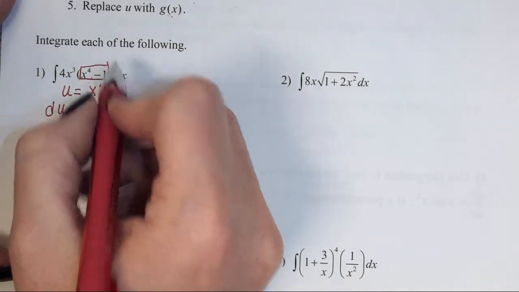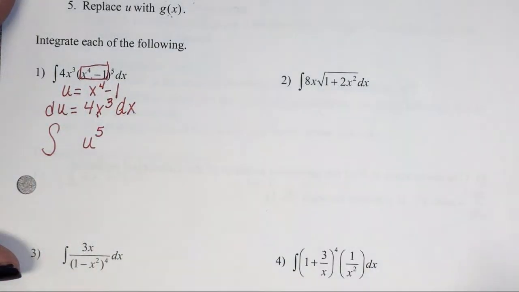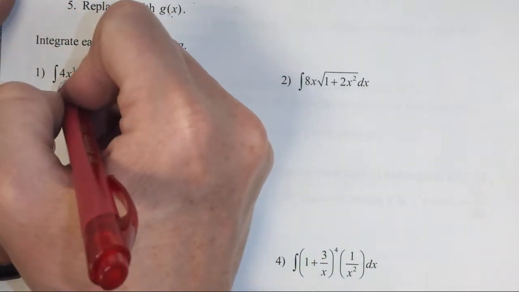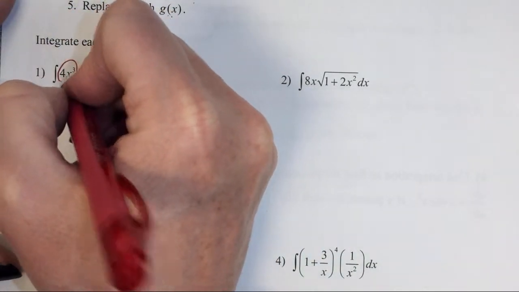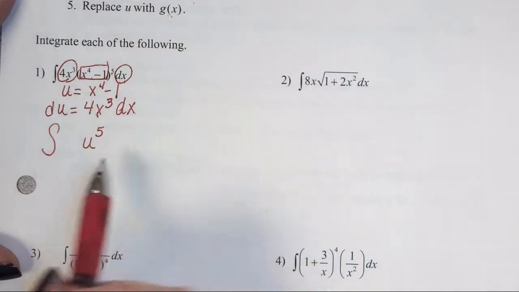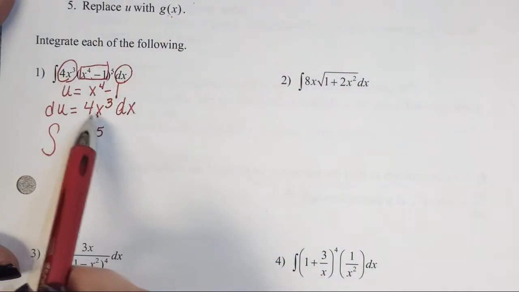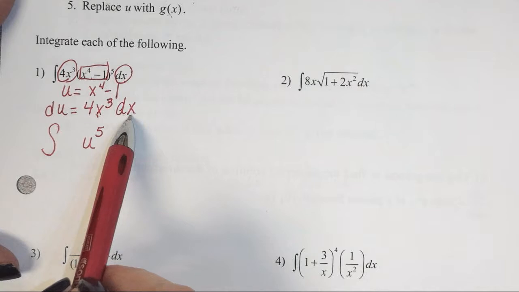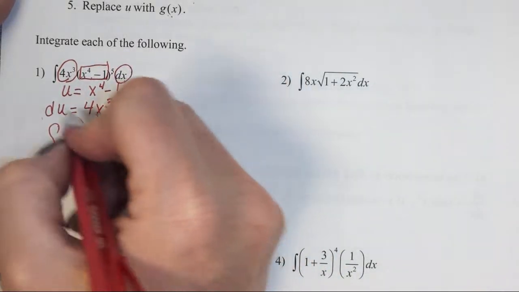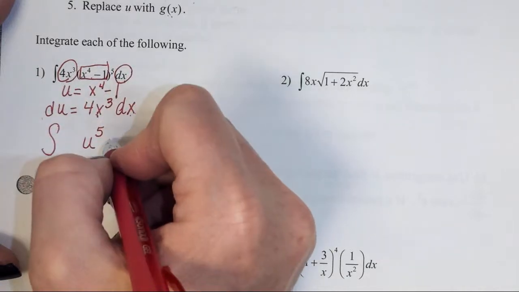What's happening to u? It's raised to the fifth power. Now look at the rest of the problem. 4x cubed dx. What's another name for that? What did we just say is another name for it? du. So all of this in circles gets replaced with du.